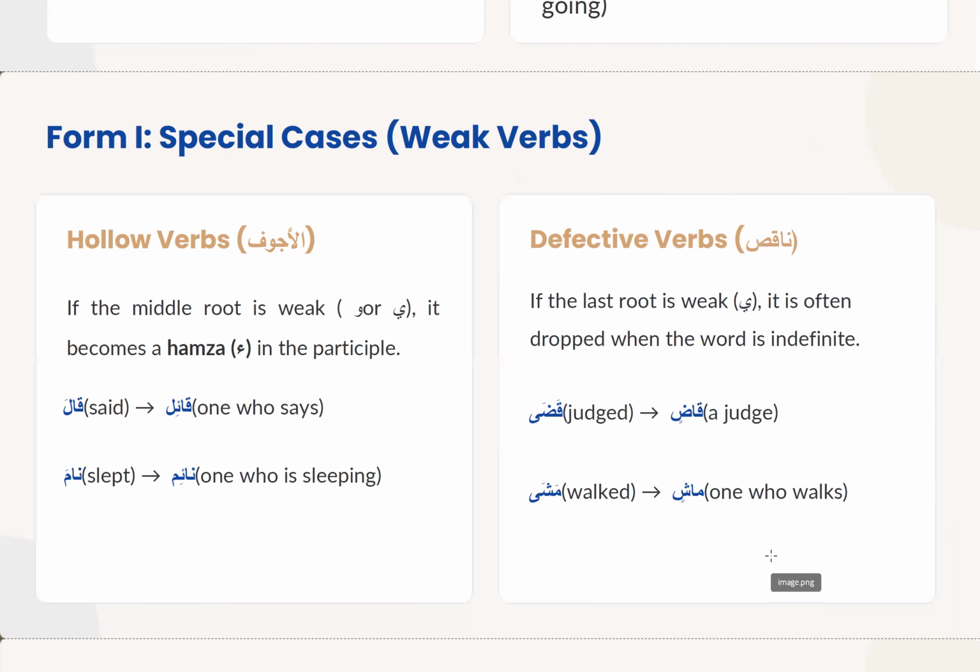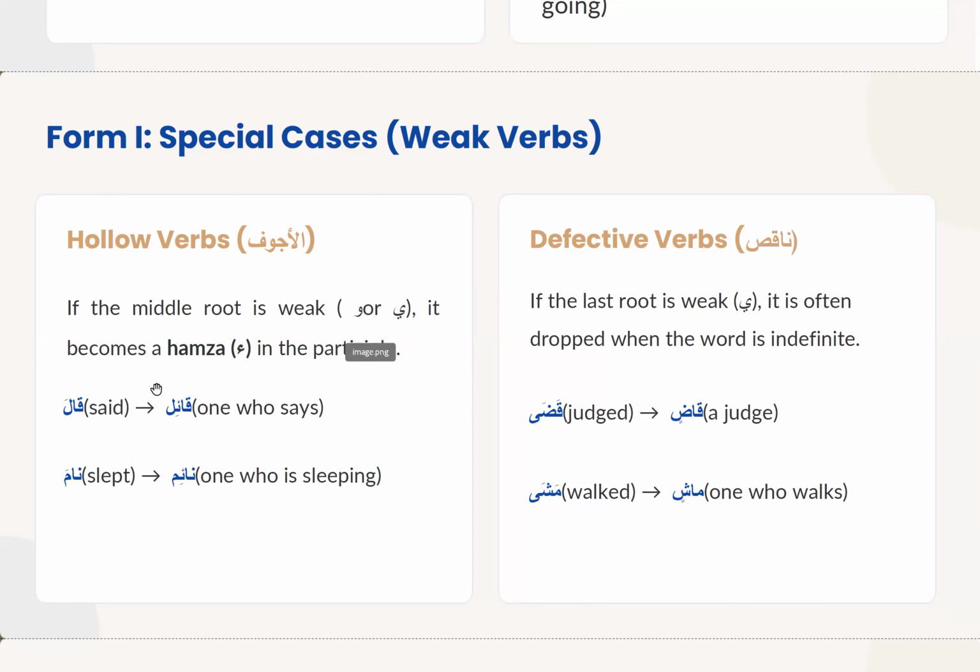Now there are special cases when different letters come in these verbs. For example, we have something called ajwaf, yani hollow verbs, and these are verbs in which the middle root is weak, which means they have either ya or waw. So it becomes a hamza in the participle. For example, look, we have a verb here, qala, and here the middle letter is alif. They've given ya or waw. It can either be alif, ya, or waw, as we call this in Arabic harful illa.